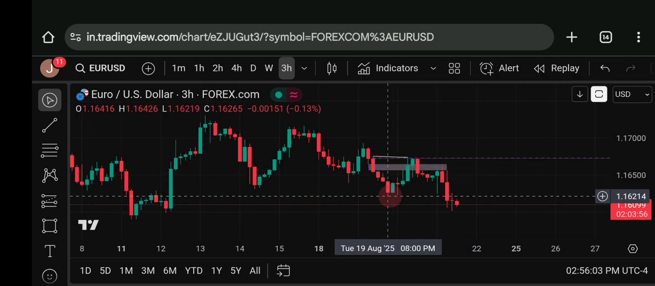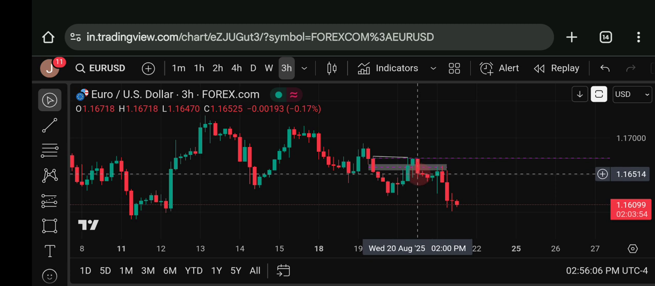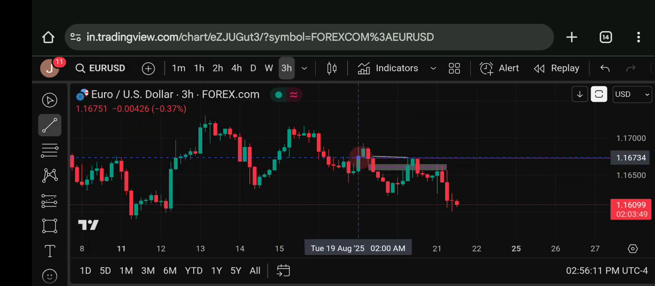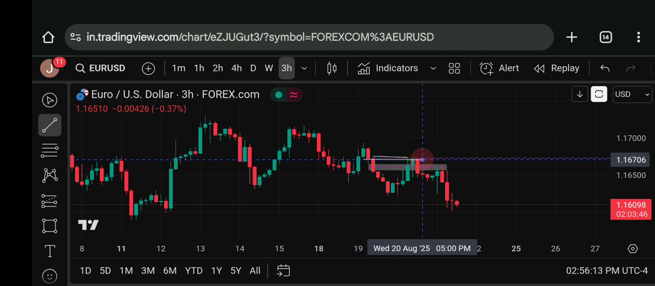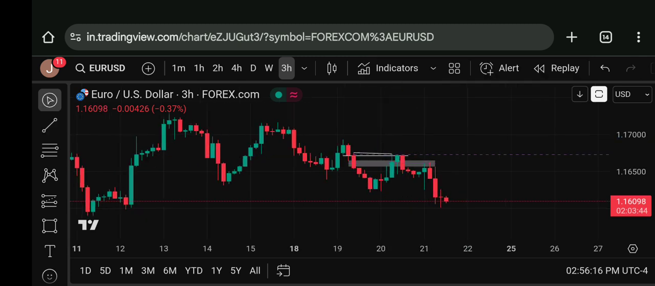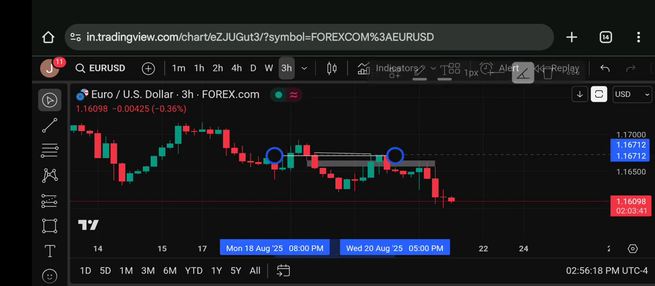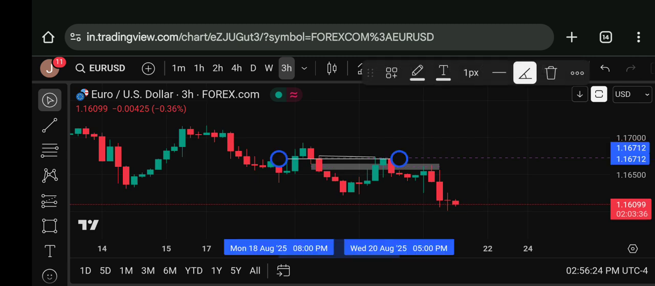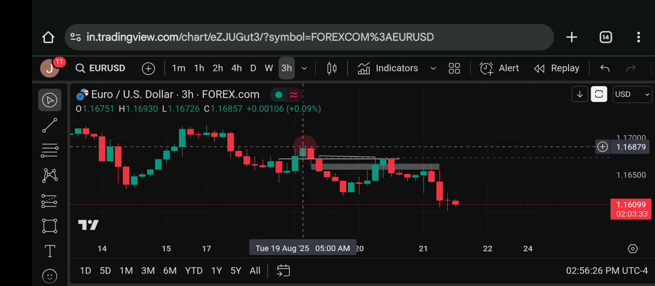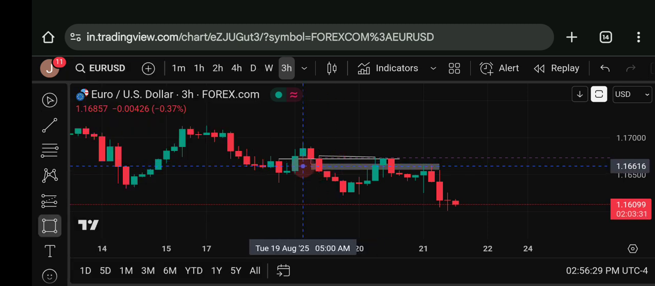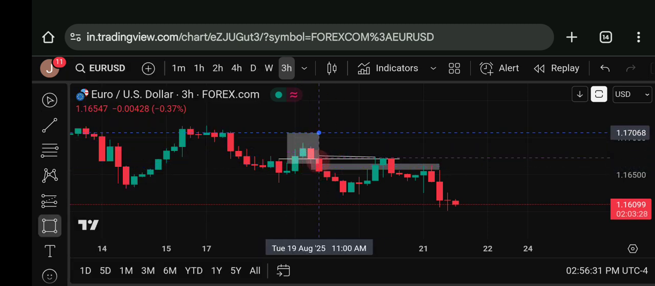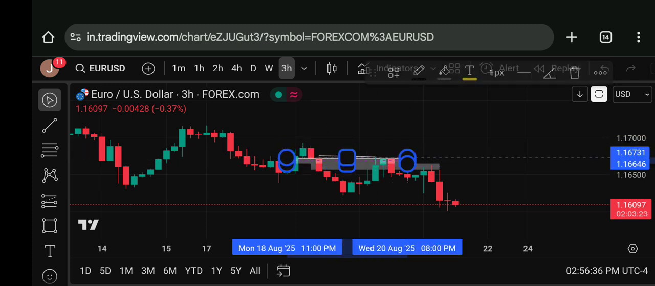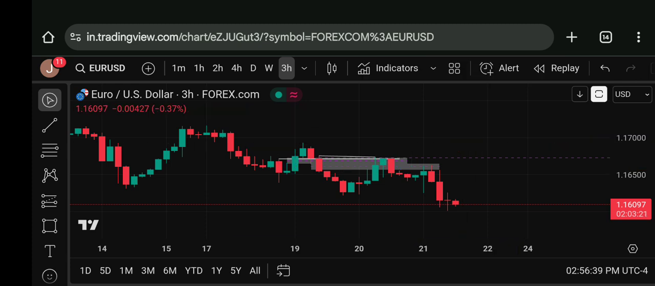to this external range liquidity, but after that it once again came up and respected this bearish order block here, on the 3 hour. It once again came and respected this bearish order block, which is this green candle here, bullish candle. There was this small IFVG, I think that's why it came. So you could see that here.